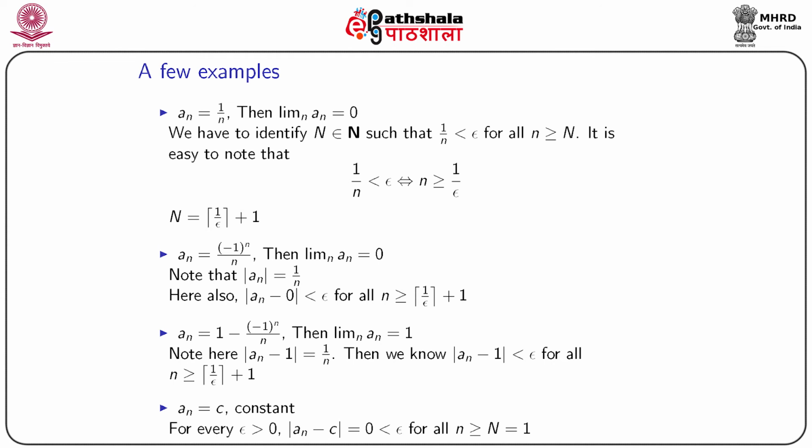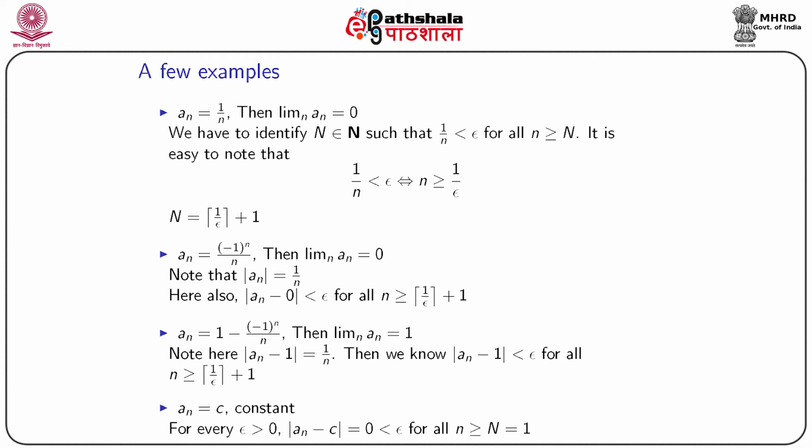Now if we consider the third example, 1 minus (minus 1 to the power n) over n, here the limit will be 1. Why? Because if you see the second part of the function, minus 1 to the power n over n, that goes to 0. So it is easy to note that this will go to 1. So mod of An minus 1 is nothing but 1 over n, and we have already proved that for this the value of N will be box function of 1 over epsilon plus 1.